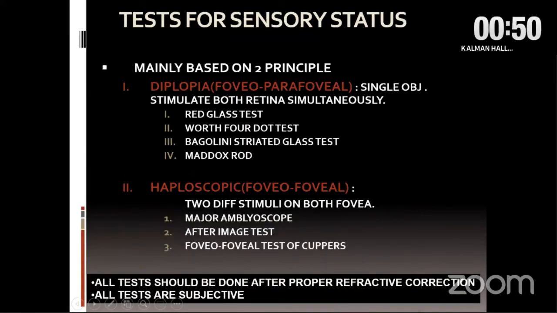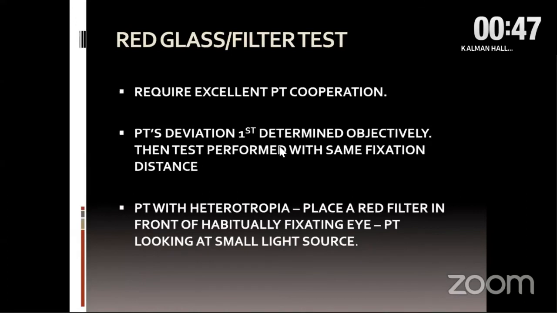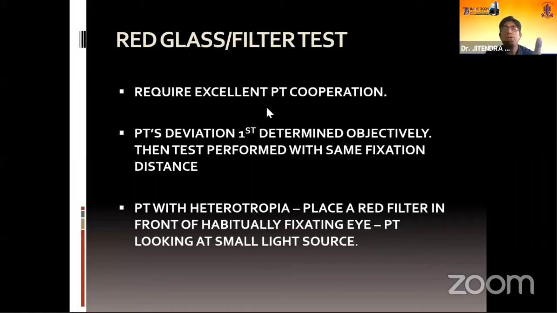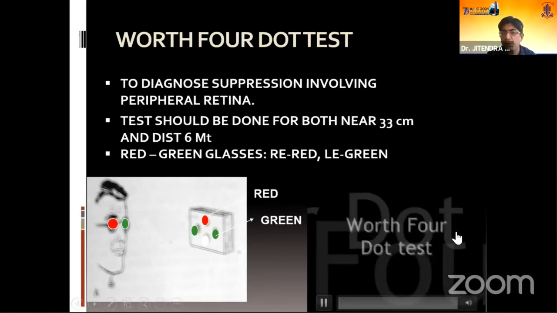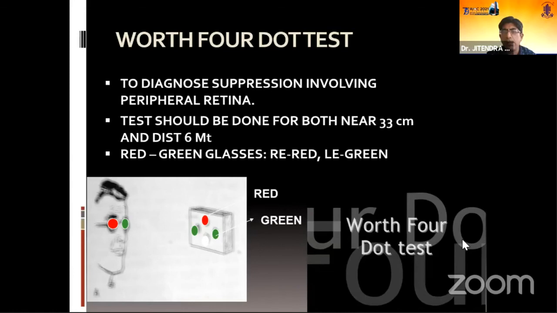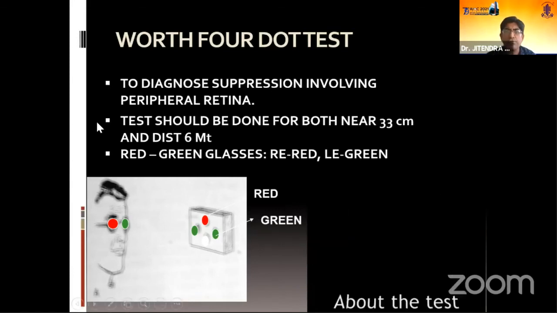So these are some of the tests to look for the sensory status. Red glass filter test: here, basically, we are dissociating the two eyes with the help of a red filter. Worth dot test mainly tells us whether the person is able to see binocularly or not. So it will basically give you an idea whether binocular vision grossly is present or not. The right eye will have a red glass, the left eye will have a green glass, and the right eye will see 2 dots, the left eye will see 3 dots. And this is how you will do a Worth dot test. I don't think we have much time for that video.